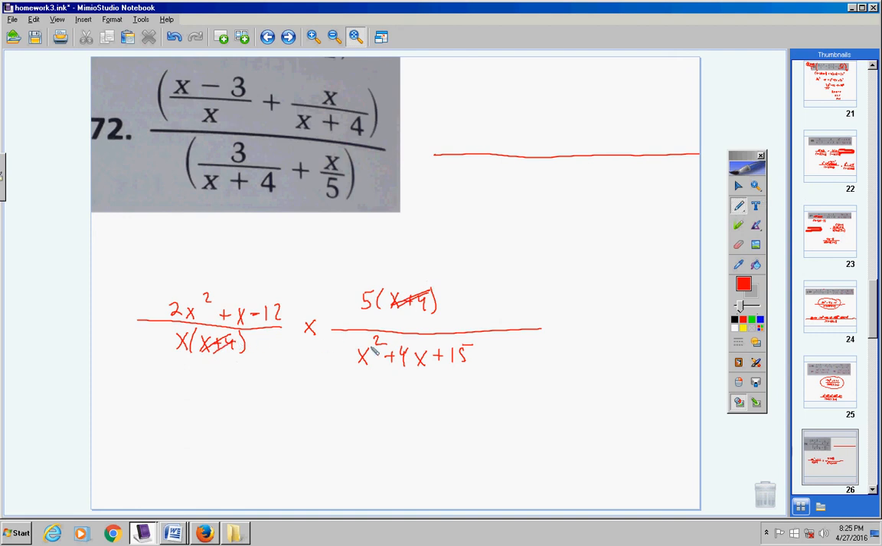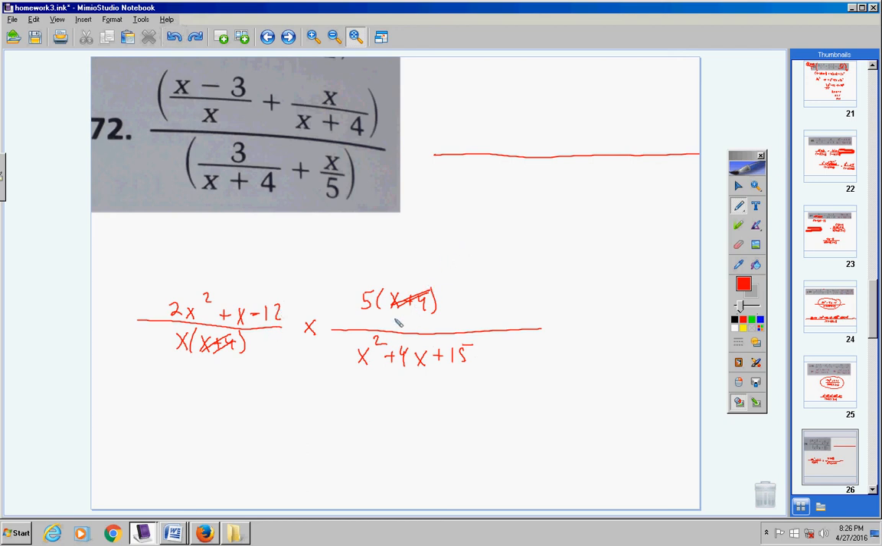And please don't start canceling x squared with x squared and x with x. This is a trinomial and a trinomial. If you're going to reduce or cancel, you have to have an exact trinomial and an exact trinomial, and you cross the whole thing off, okay? And we don't have that. Alright, so please do not do any canceling there.